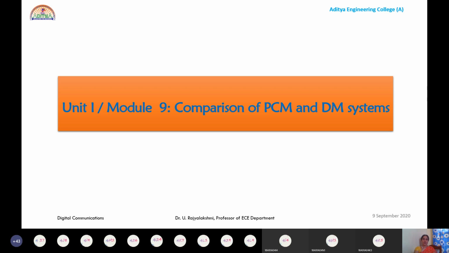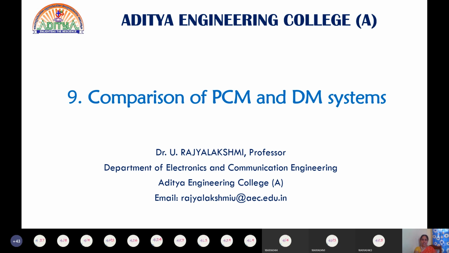Specifically, we studied only 2 modulation techniques here: PCM and delta modulation, and we calculated the SNR for PCM and the SNR for delta modulation. Now in this module we can discuss the comparison of PCM and DM and the upgraded versions of PCM and DM, that is differential PCM, and what is the upgraded version of DM? Adaptive delta modulation. Now in this module we can discuss the comparison of PCM and DM systems.